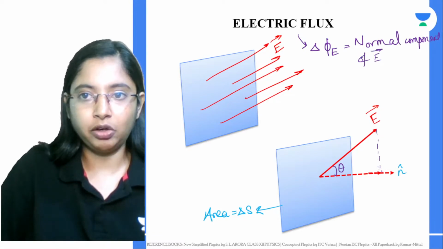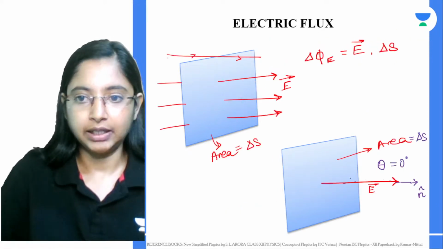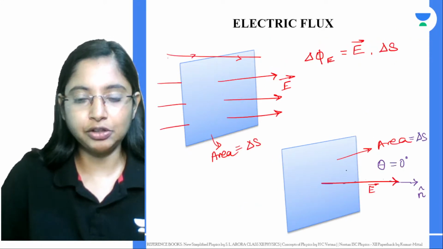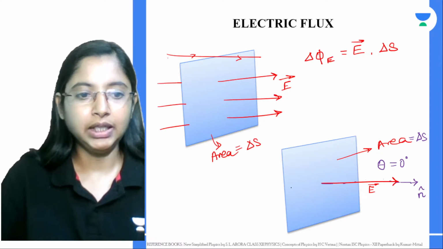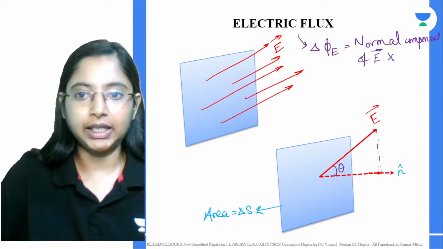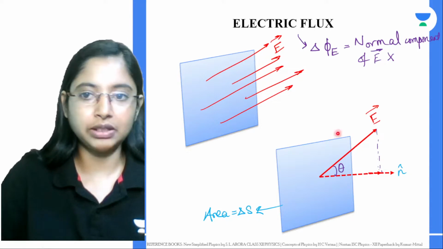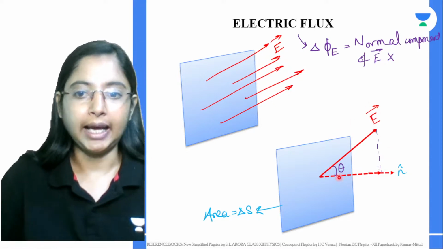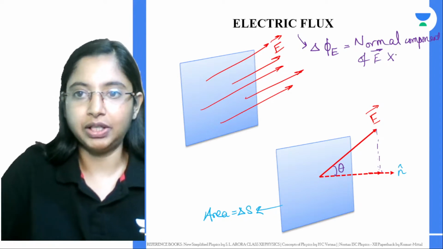E, right? Normal component of the electric field times, right? That's what we did in the last class. We took the electric field, and the electric field was normal to the area vector. There was no angle between them. Now, in this case, there is an angle, so we have to find the normal component of the electric field and multiply it with the surface area.